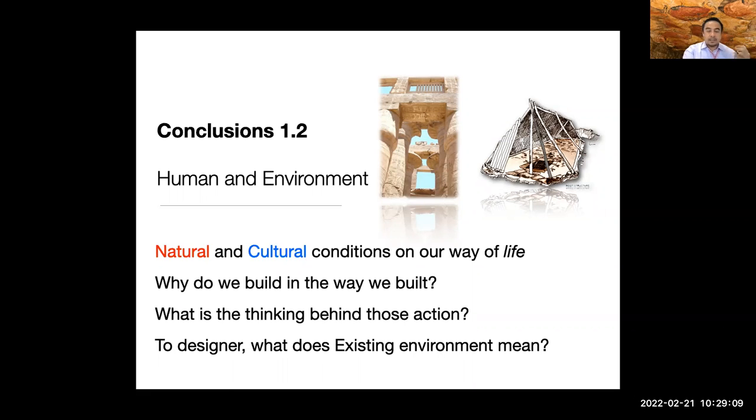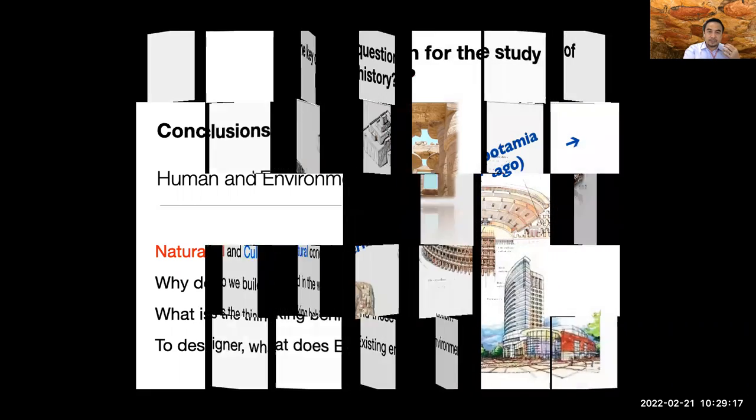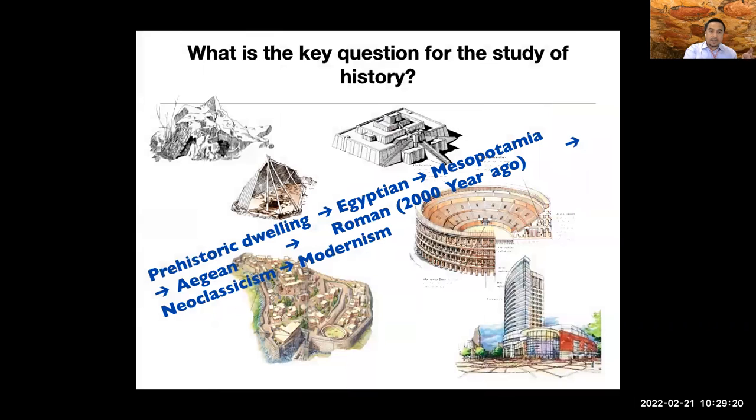Okay, you are the designer. You're going to be an architect. So what does this existing environment mean? We see, from the cave, from the basic hut, the ziggurat, the Colosseum, the castle in the Mycenaean, and today high-rise, multi-story office buildings. In this development, what does it mean? What did you see as a pattern? What is your understanding?